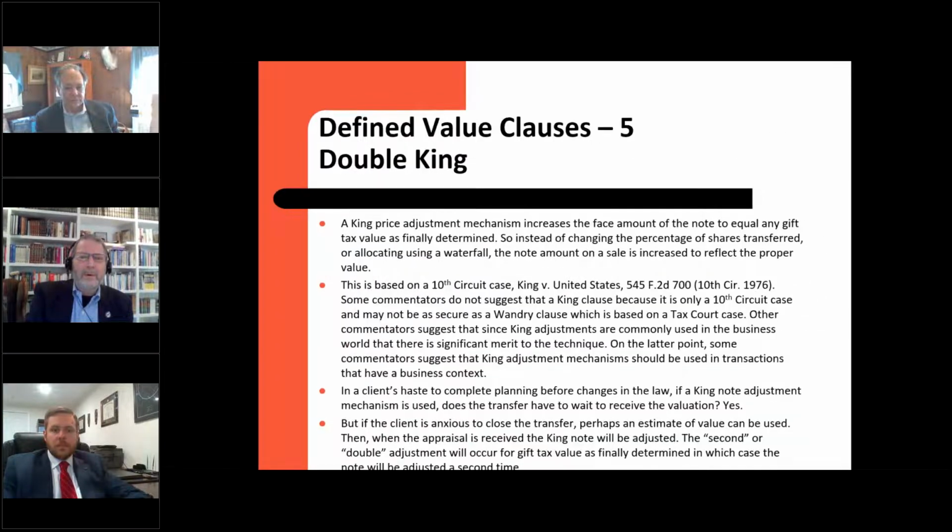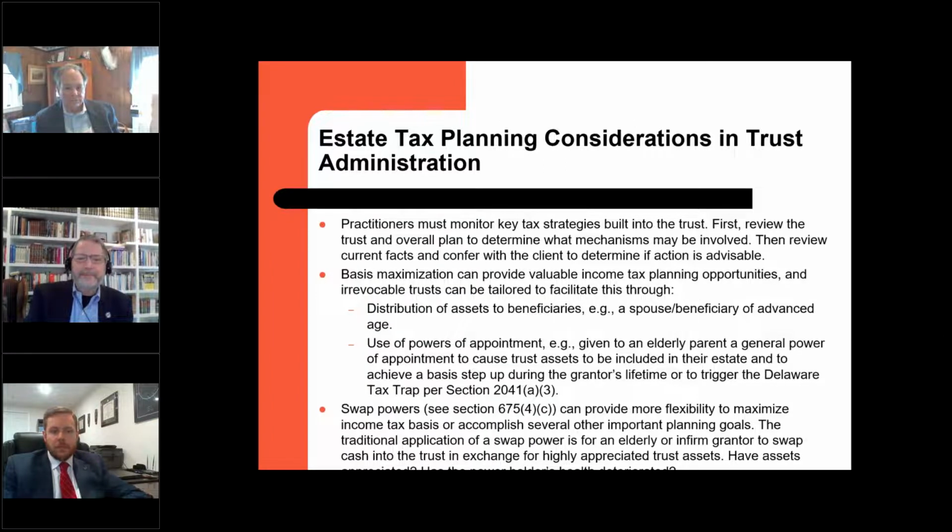So let's go on. Some of the other things that you need to think about in trust administration is some of the estate tax planning. So it's not uncommon to use basis adjustment planning. So somebody in a trust will give a power of appointment to a senior family member that has a more modest estate to cause estate inclusion. Well, we need to monitor that.